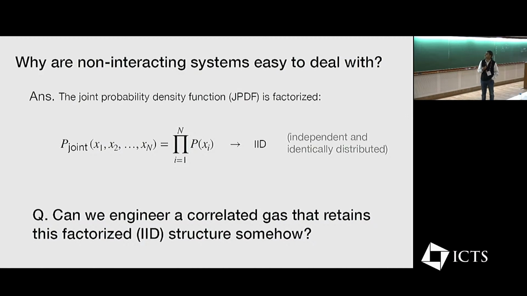Before I talk about engineering these systems, let's just ask this question: why are non-interacting systems easy to deal with? The answer is very simple, because in a non-interacting system, the joint probability distribution can be written as a product of the individual probability distributions.